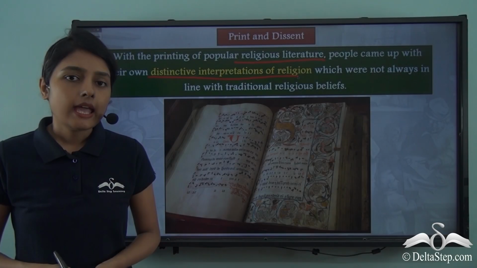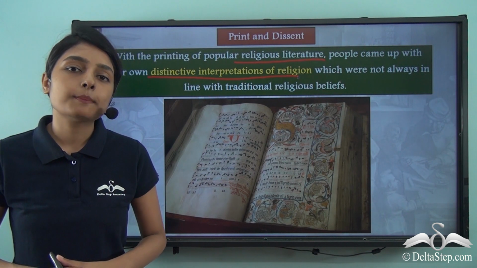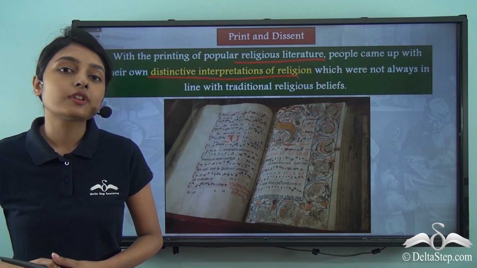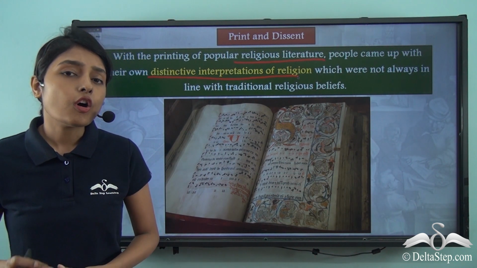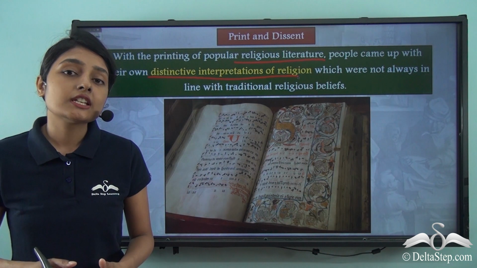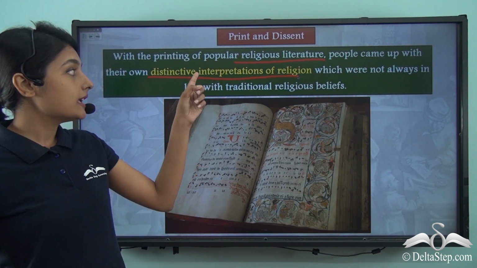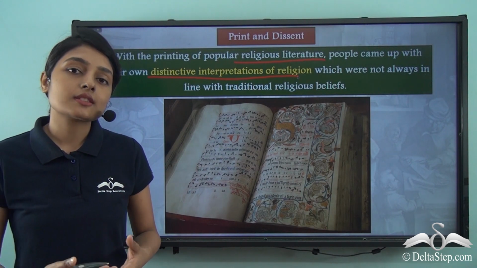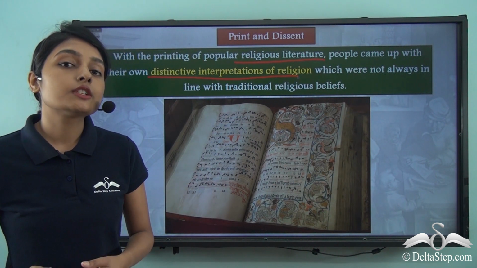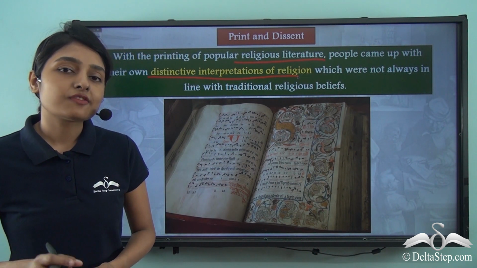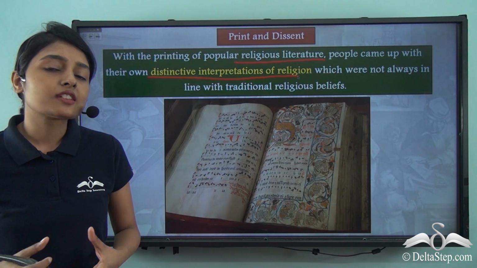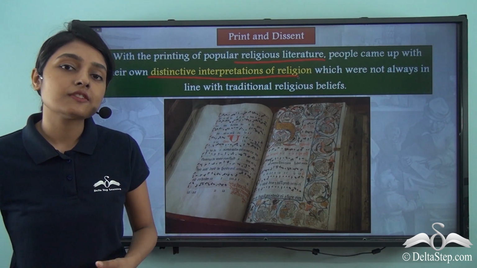And the most important point that we need to keep in our mind in this regard is that when these new ideas and new interpretations of religion were coming up, these were often not in line with the traditional religious beliefs. Because the traditional religious beliefs were being contested by these own and subjective interpretations of religion. And a very good instance of this is something that we learnt about when we talked about the print of the 95 Theses, because that was Luther's own interpretation of religion, and likewise different people were coming up with their own subjective interpretation of religion.